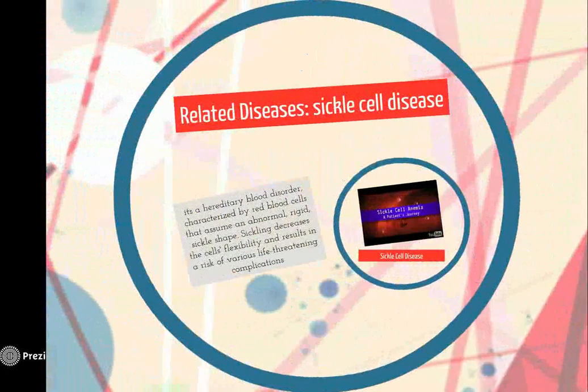Related disease. I found that sickle cell disease is related to this type of cancers, and the sequencing also. It is a hereditary blood disorder characterized by red blood cells that assume an abnormal rigid sickle shape. Sickling decreases the cell's flexibility and results in a risk of various life-threatening complications.